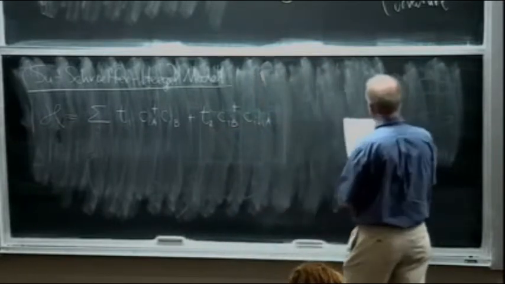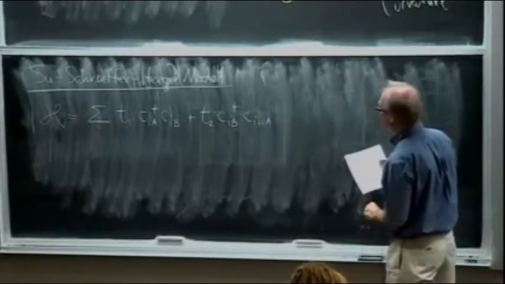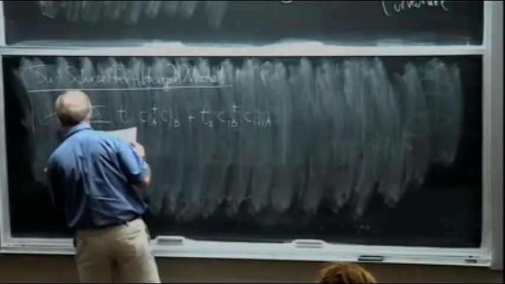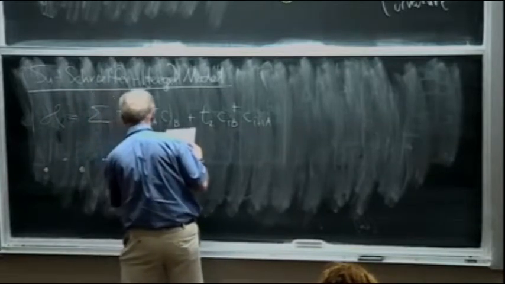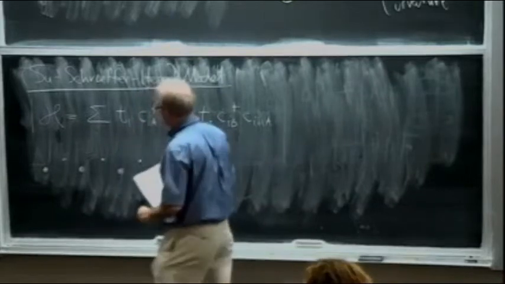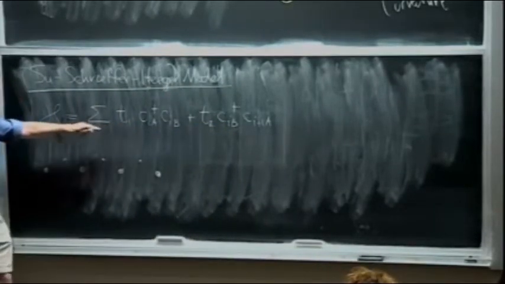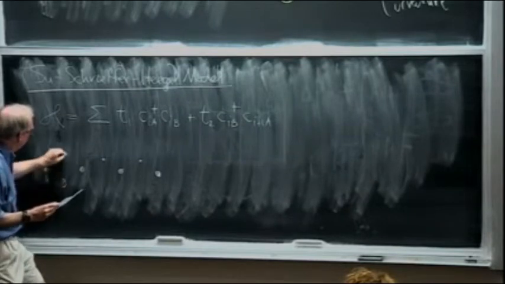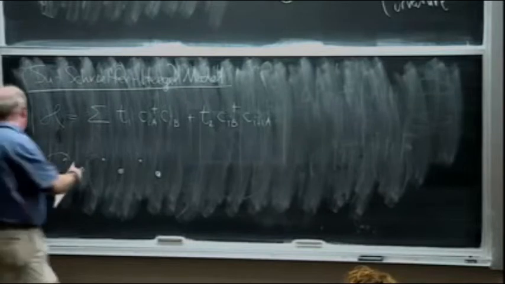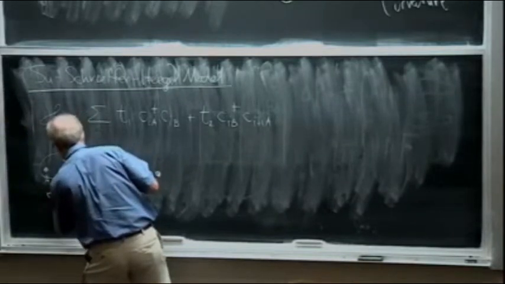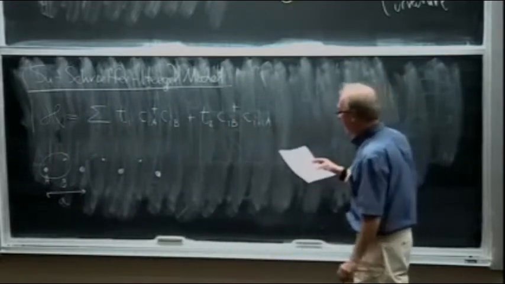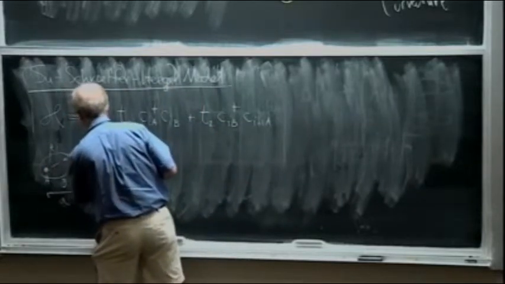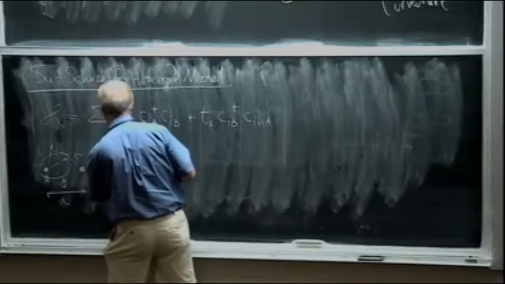Okay, so in doing this, I've made a couple of choices. I've defined a unit cell that has an A sublattice and a B sublattice. So this is my unit cell, okay? My lattice constant, call that a, okay? And then I have t1 and t2 hopping between them.